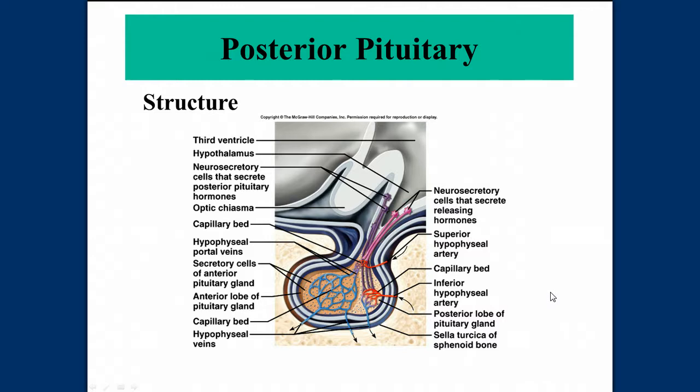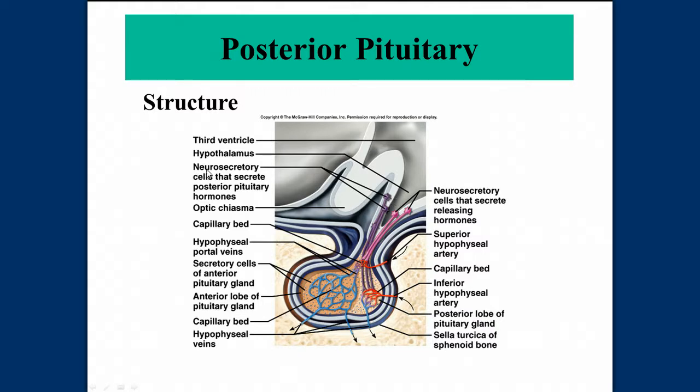Okay, the posterior pituitary. Now, we looked at this picture before. Here we have the infundibulum, the stalk that leads to the pituitary, the hypothalamus. Now, the posterior pituitary is different from the anterior pituitary. Here is the posterior pituitary. Now, it has fewer blood vessels here.